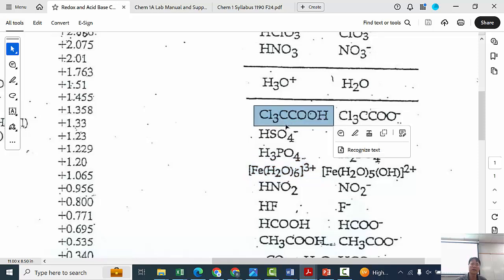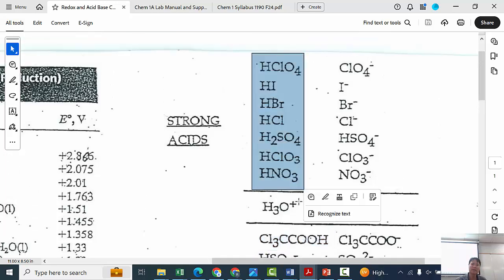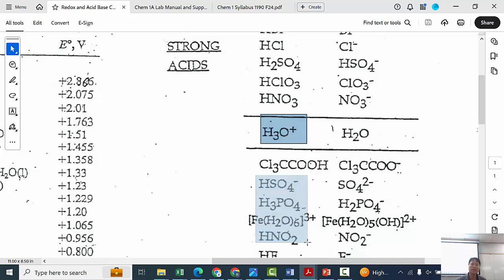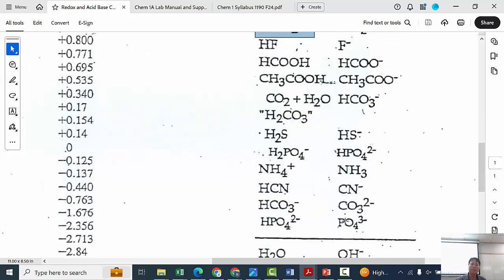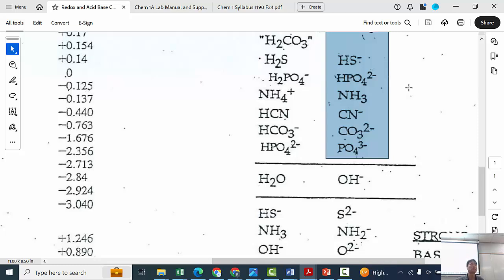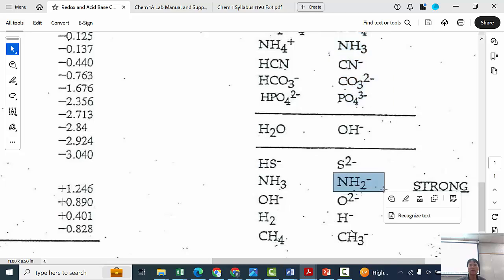This is trichloroacetic acid. The 7 common, those should be easy. Hydronium's easy. But the rest of these and these should be easy too. Still, I throw in amide on the test, and a lot of people don't even know what amide is and leave it blank.